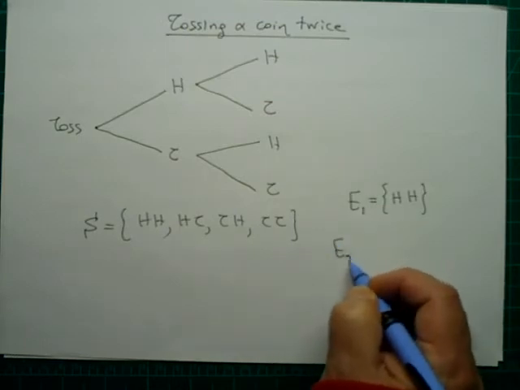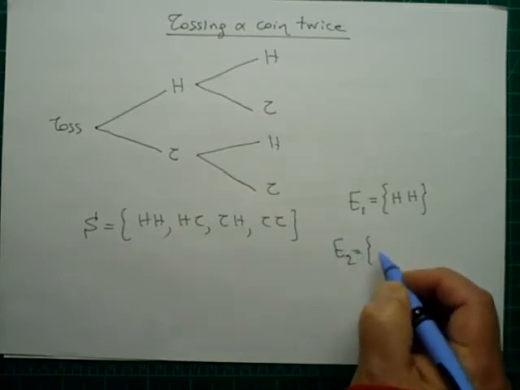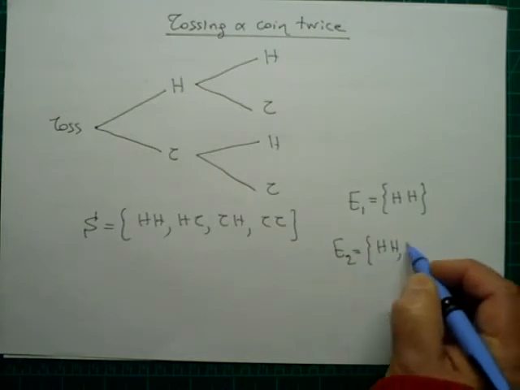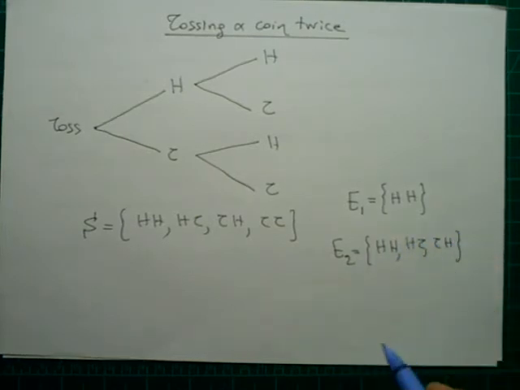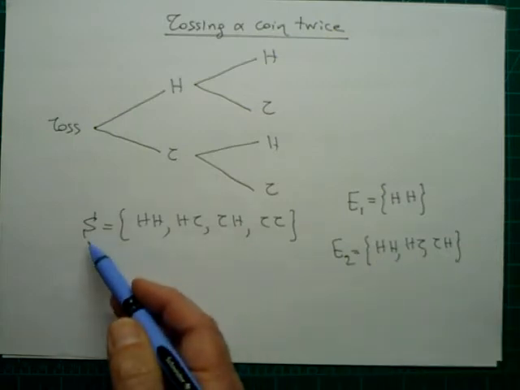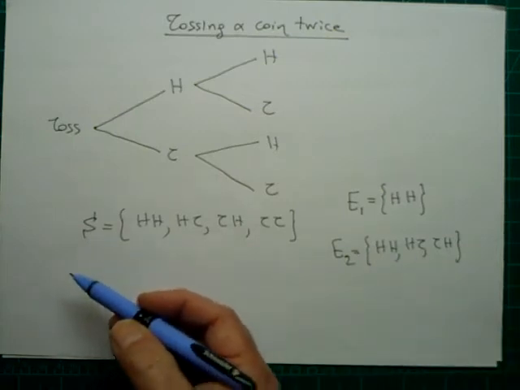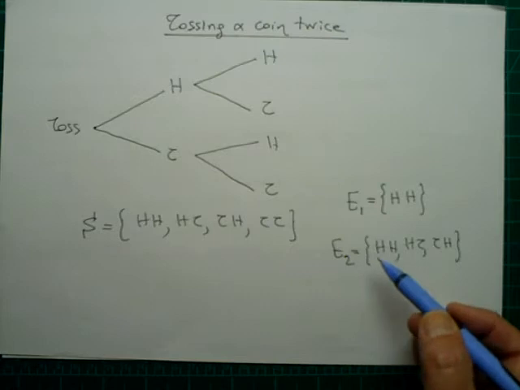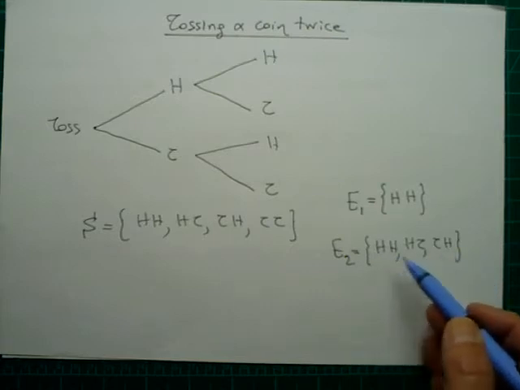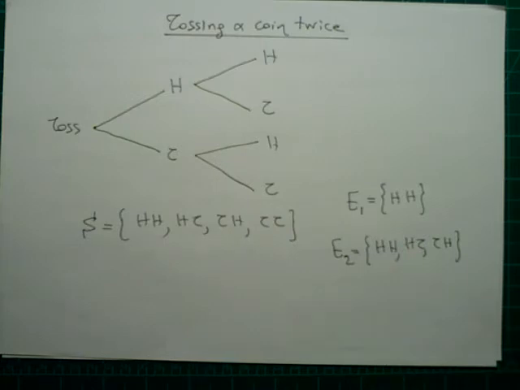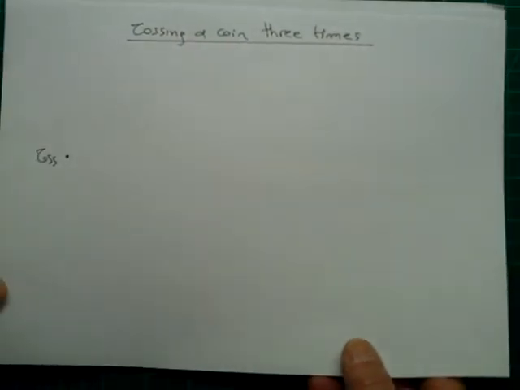Another possible event could be this: HH, HT, TH. This is a subset of this sample space. This event is not simple, since it has more than one element. It has three elements. Okay. Let's go to another experiment, tossing a coin three times.